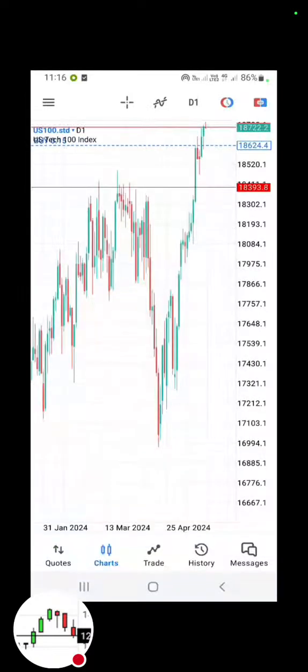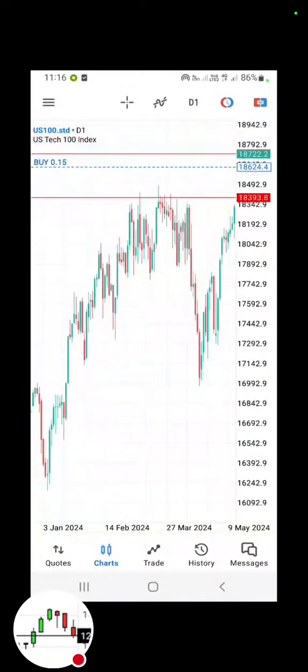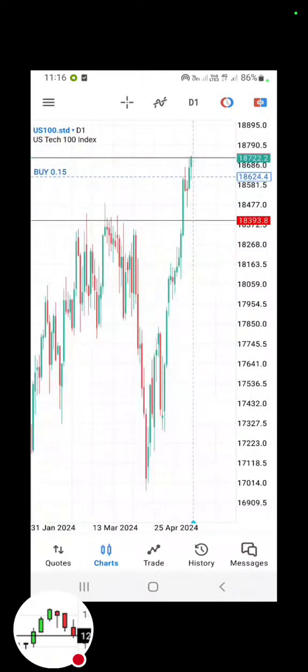This is the best of the best analysis. You can see that the market is going up for a long period of time, so you just have to place a buy, follow the trend.